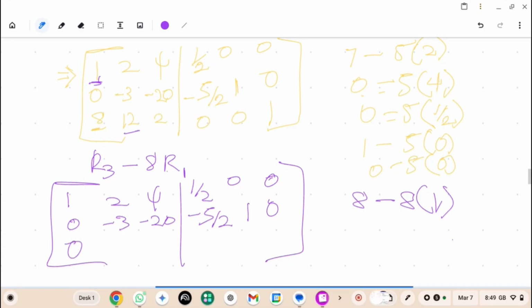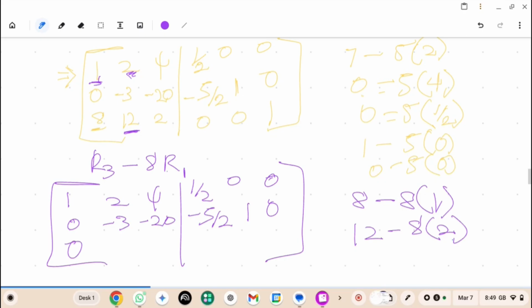We move to this 12. So you get 12 minus, we said 8 multiplying row 1. And row 1 we have 2, this 2. So 8 times 2 will give us 16. So 16, and then you are subtracting 12 from 16. You get negative 4. So here is negative 4.